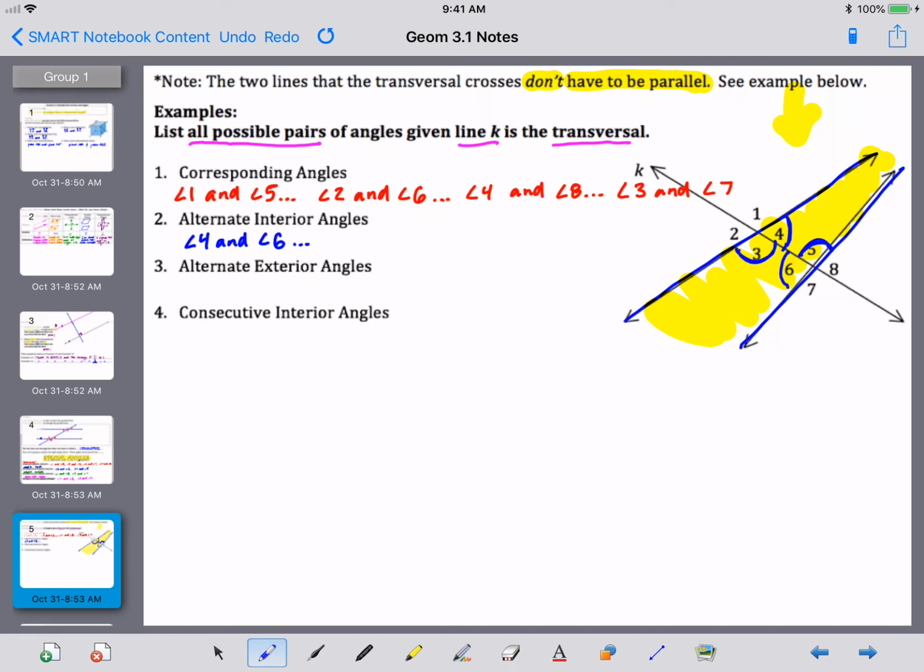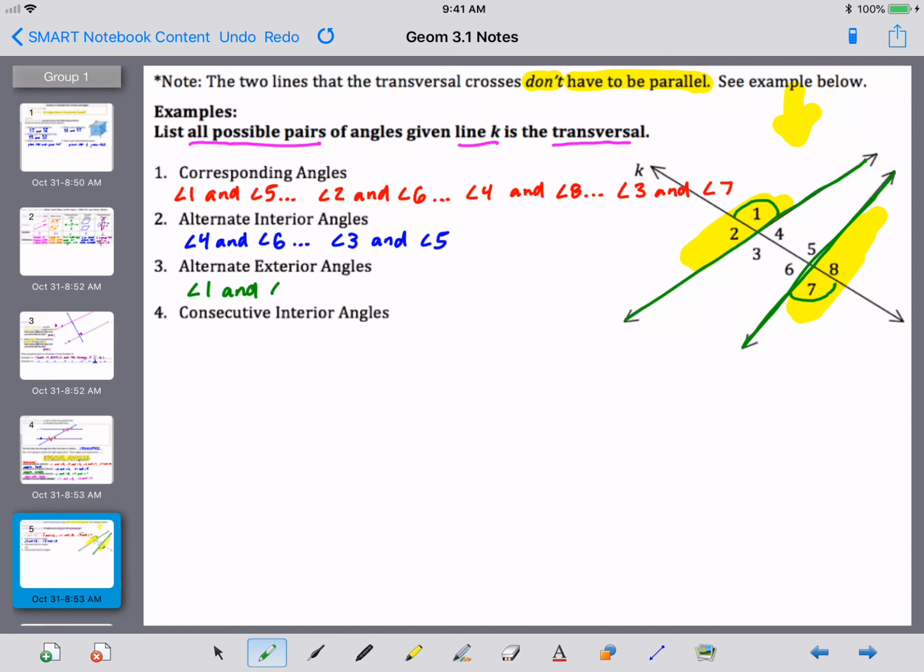Now we're going to look at alternate exterior angles. So when we talk about that, we're still looking at these two lines. And now we don't want to look at the inside part, we want to look at the exterior. So the exterior angles are outside of these two lines. So we have angle 7 and 8 and 1 and 2. So angle 1 is outside and its alternate is angle 7. So angle 1 and angle 7 we call alternate exterior angles. The other pair we have are 2 and 8. So angle 2 and angle 8.